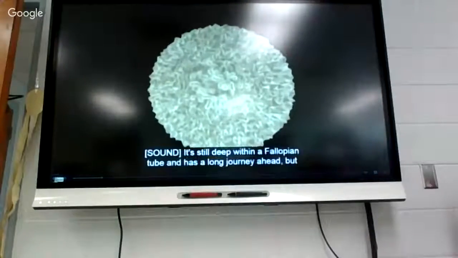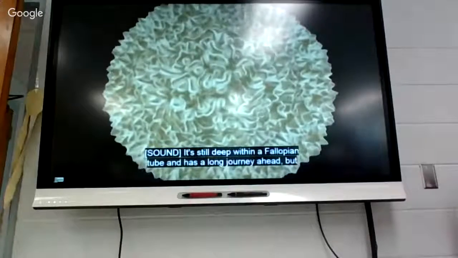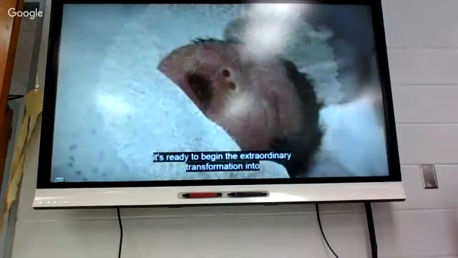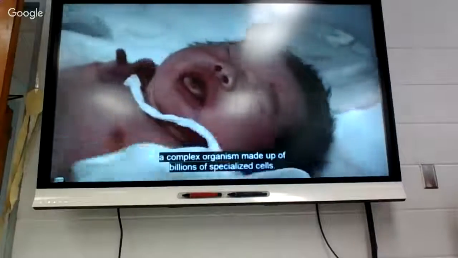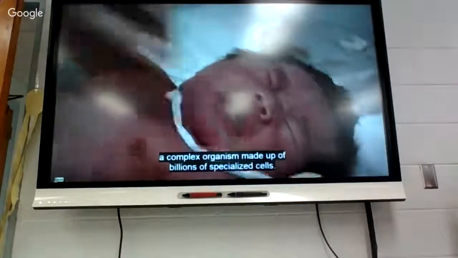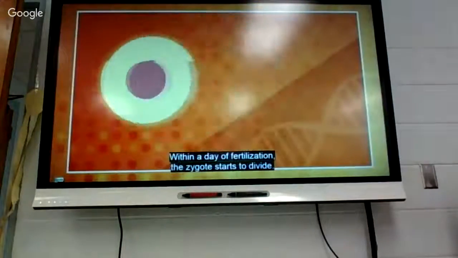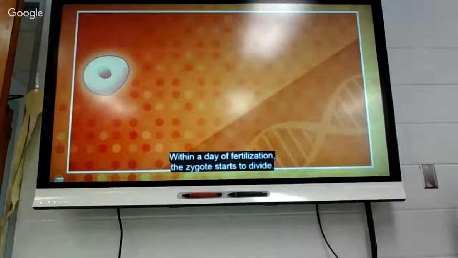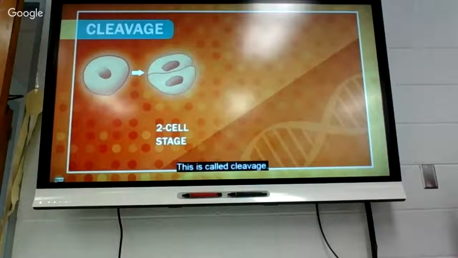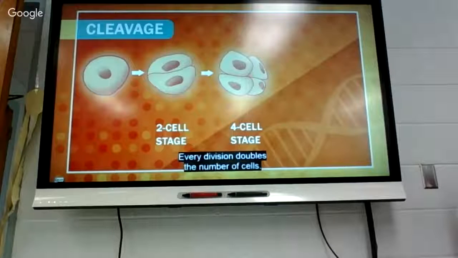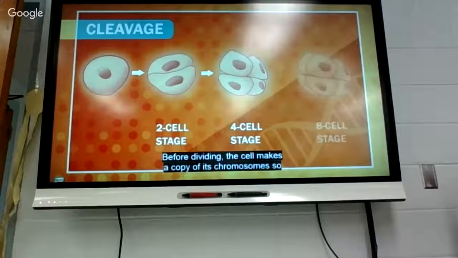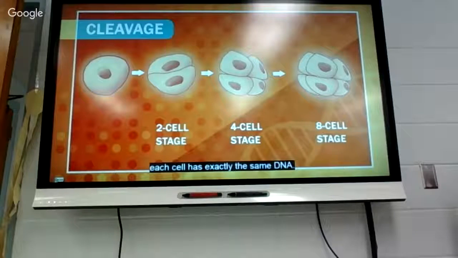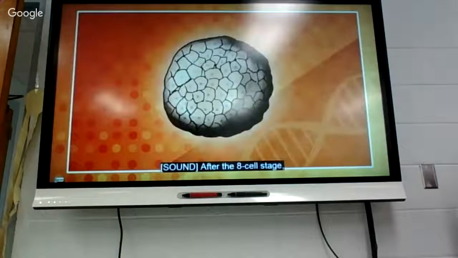It's still deep within a fallopian tube and has a long journey ahead, but it's ready to begin the extraordinary transformation into a complex organism made up of billions of specialized cells. Within a day of fertilization, the zygote starts to divide. This is called cleavage. Every division doubles the number of cells. Before dividing, the cell makes a copy of its chromosomes, so each cell has exactly the same DNA. After the 8-cell stage, the cells divide.